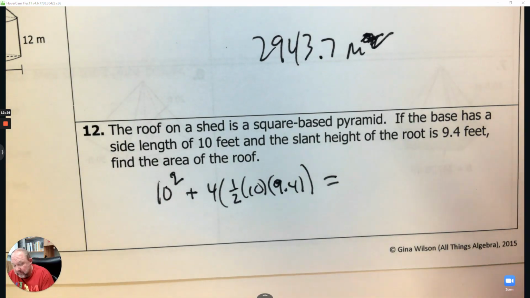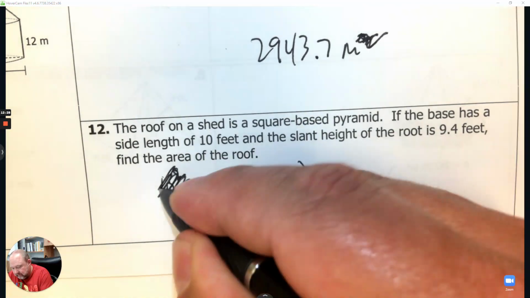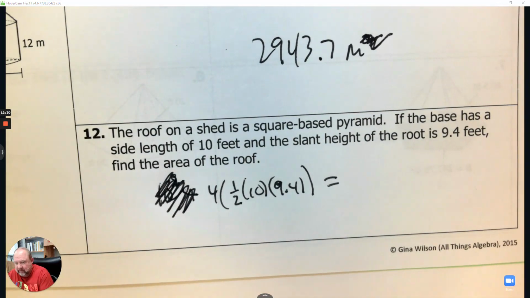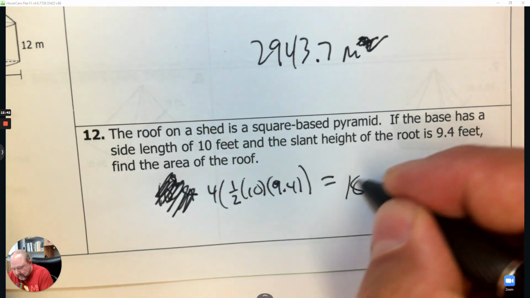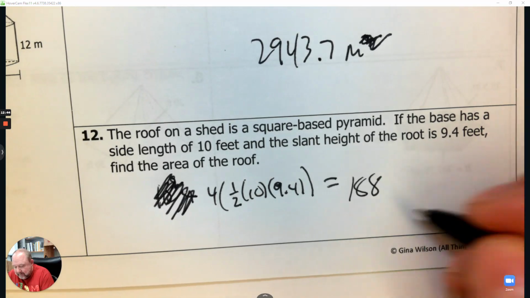So we actually don't need the base for the area of the roof. We just need this part for the area of the roof. What's called the lateral area. Let's do that. I get the answer 188 meters squared.